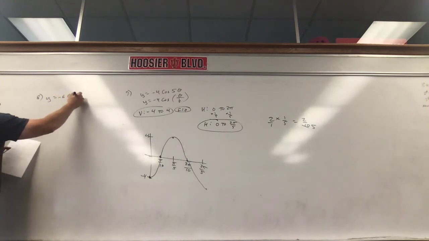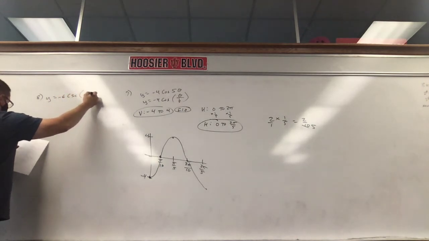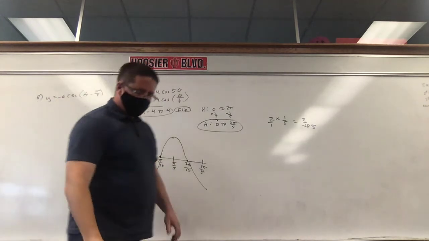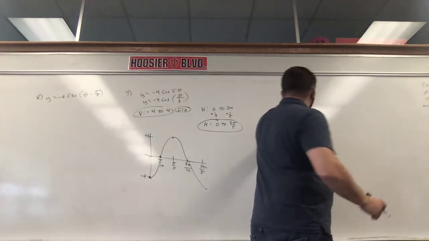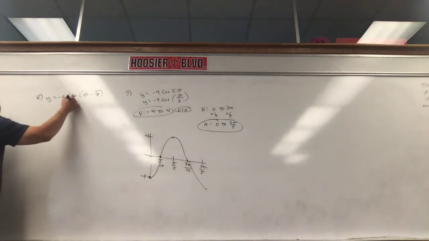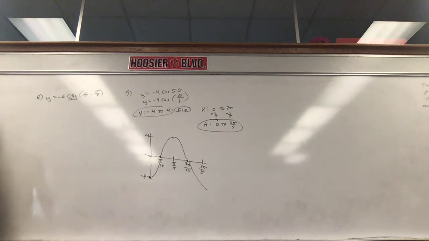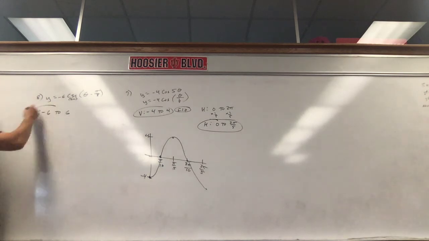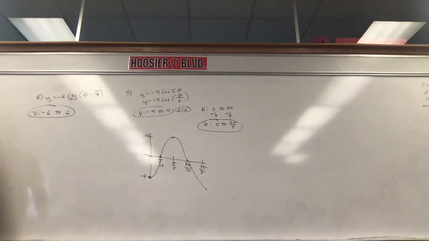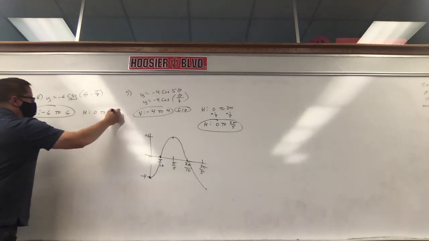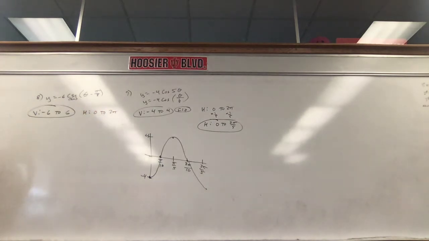Cosecant of theta minus pi over 8. Okay, and again, underneath the word cosecant, I'm going to put sine. Okay, so vertically, this goes from -6 to 6. That's not going to change. Okay, horizontally, it normally goes from 0 to 2 pi. So it normally does.